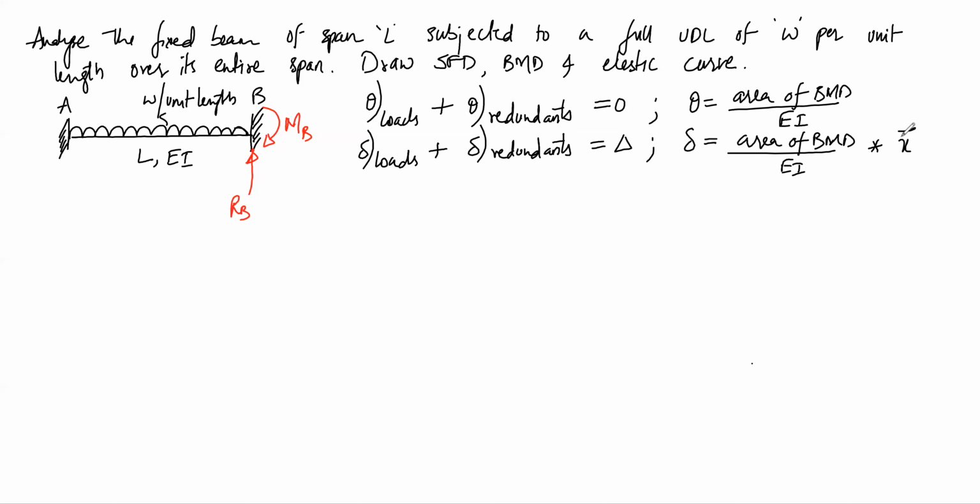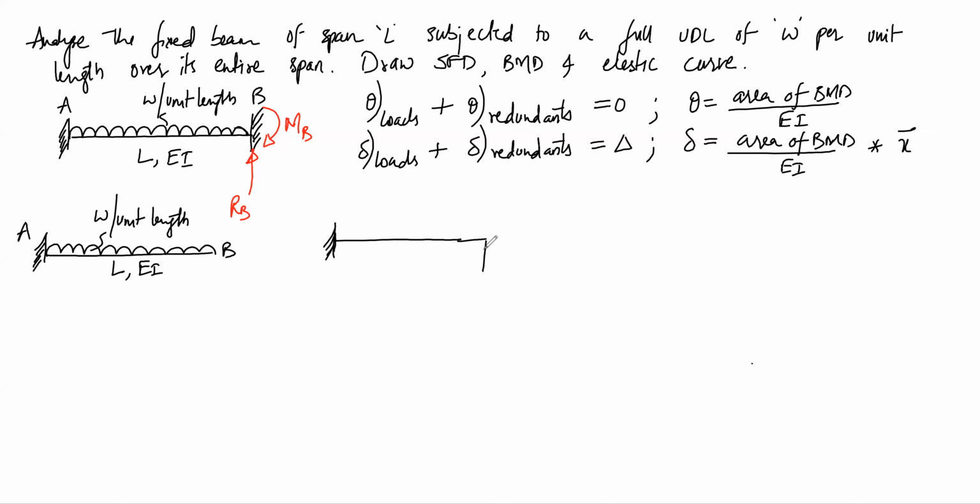So now we will have to split this beam into simpler beams. So we can split this into a cantilever with full UDL, W per unit length, point A, point B, this is L and EI, and another cantilever with reaction RB, and another cantilever with end moment MB.